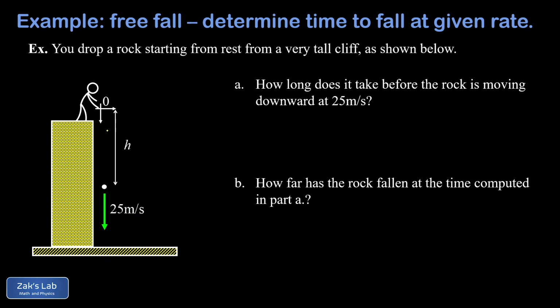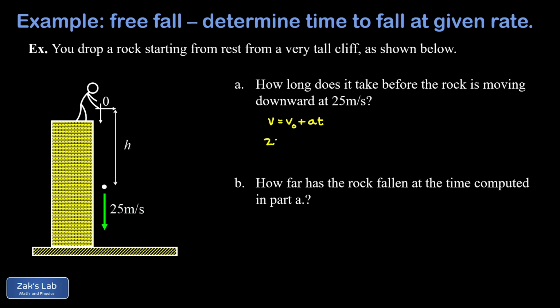So that means we're going to consider the velocity to be positive at all times, and the acceleration caused by gravity will also be positive. So to answer question A, how long does it take before the rock is moving downward at 25 meters per second? Well, we know how fast it's accelerating, and we know its initial velocity, and we know its final velocity. So we can quickly relate all these things with our second standard kinematics equation. And that's just v equals v naught plus at, where v stands for the final velocity.